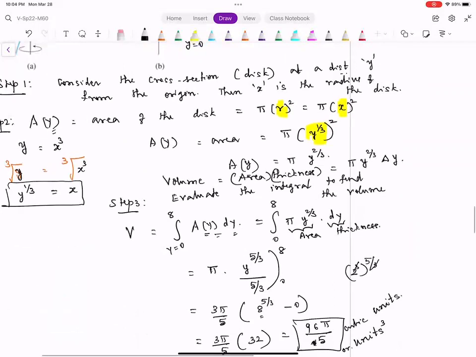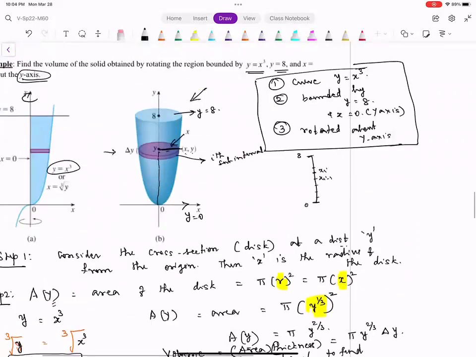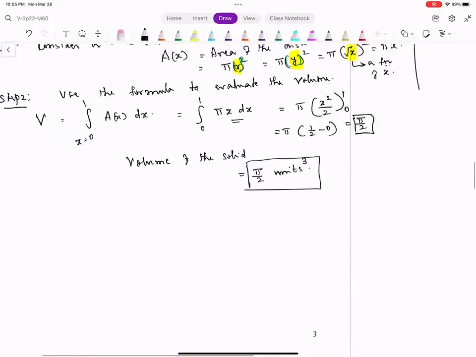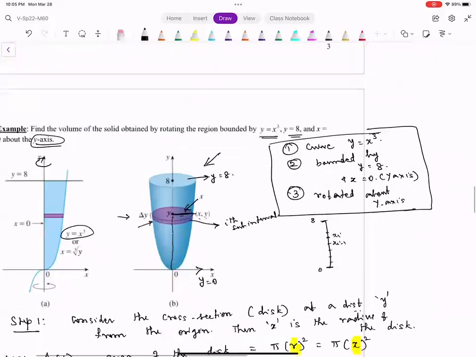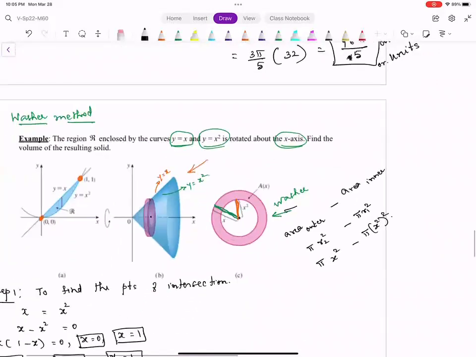When the question also asks you to graph the typical washer or disk, that is shown in the picture itself, a typical washer, typical disk. In the earlier problem, the typical disk is shown in the picture itself. In this problem, the third one, the washer must be shown like that. So in every problem, make sure you show the typical washer or disk which is used to evaluate the integral.